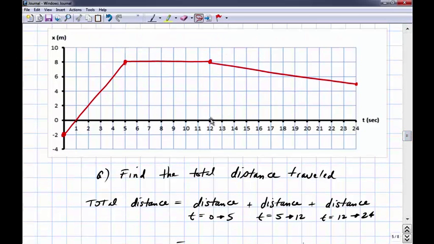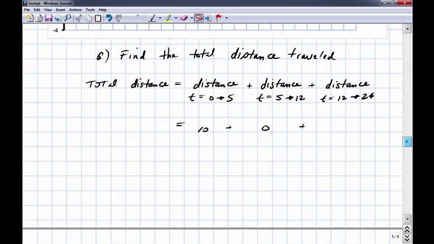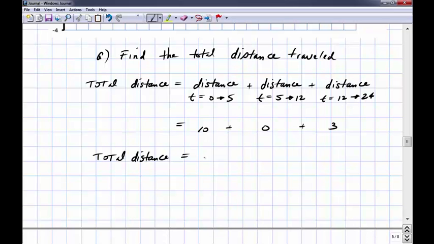Finally, if we explore the last leg of the journey, we started at t equals 12 with a position of 8, and we ended our journey at t equals 24 at a position of 5. So we traveled between 8 and 5 meters, and we were traveling to the left during that time. That is a total distance of 3 meters, and we note also that distance is always positive, and so our total distance equals 13 meters.